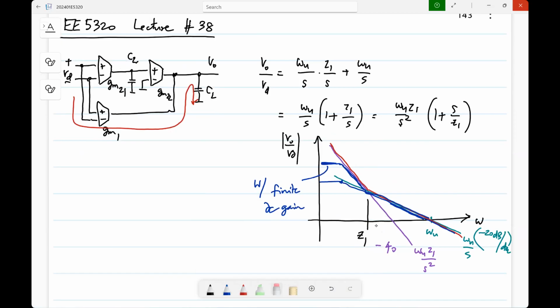Huh? Why does DC gain have anything to do with Z1? By the way, what is the frequency Z1? Which component influences Z1? Which components in the circuit influence Z1? What is the expression for Z1? Okay, I have some Z1 and I want to reduce its frequency. What should I do in the circuit?